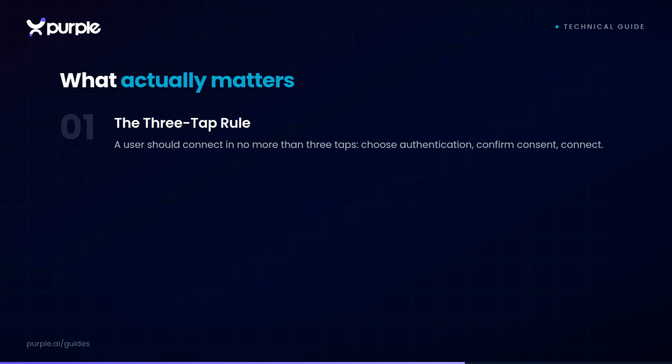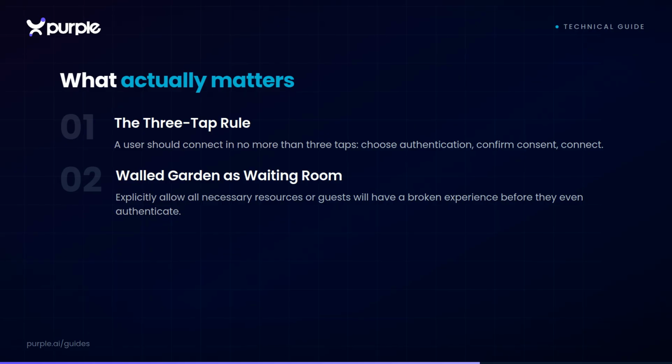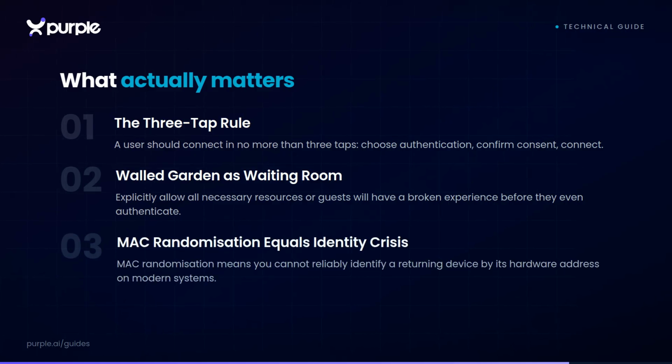Think of the walled garden as a waiting room. You must explicitly allow the necessary resources into the room, or the guest will have a broken experience before they even authenticate. MAC randomization means you can no longer reliably identify a returning device by its hardware address. Any architecture that relies on MAC-based returning guest recognition is broken on modern mobile operating systems.